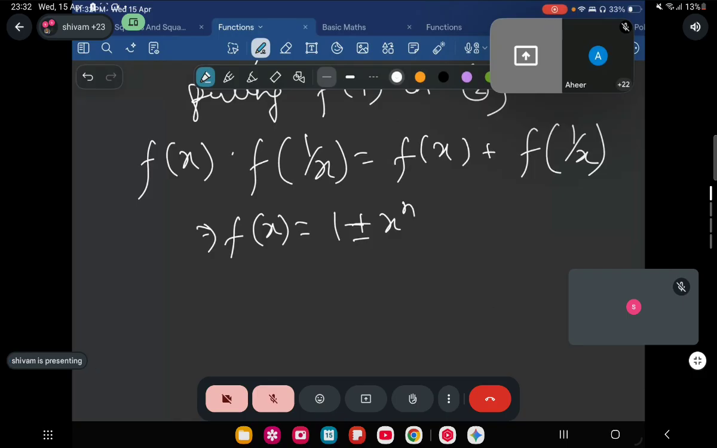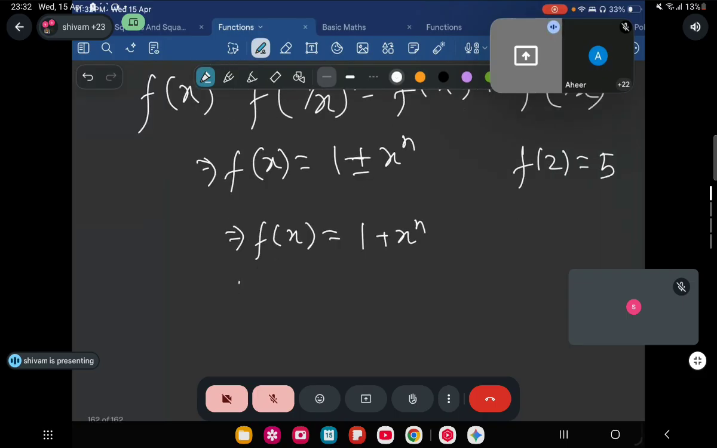Okay. Achha, something is given, right? F of 2 is given as 5. So which one should it be, everyone? Should it be 1 plus x to the power n or 1 minus x to the power n? By looking at f of 2 is equal to 5, what do you think? What comes into your head? 1 plus, right, everyone? This implies f of x should be equal to 1 plus x to the power n.